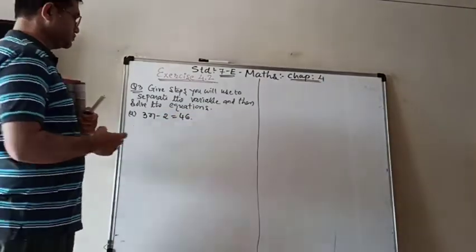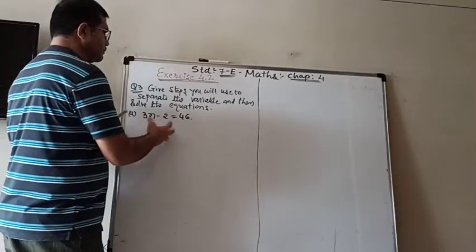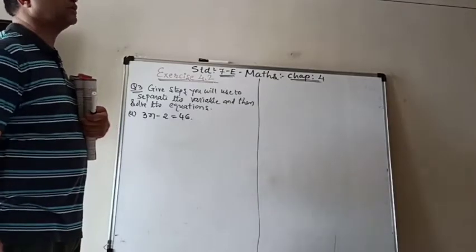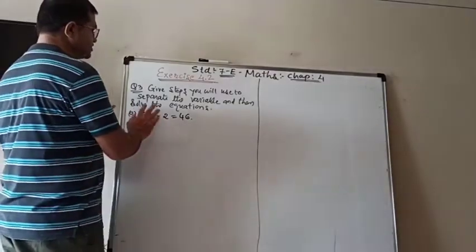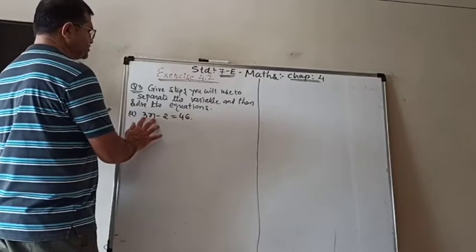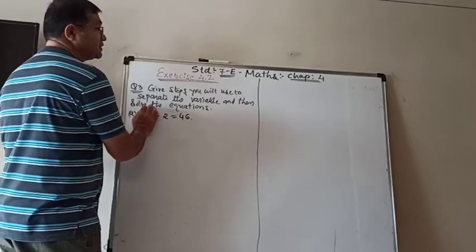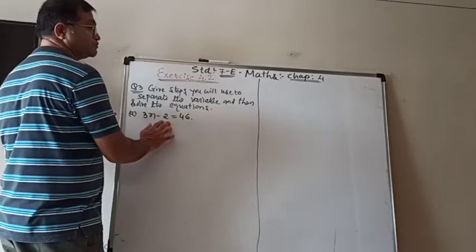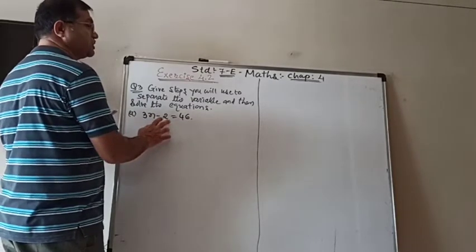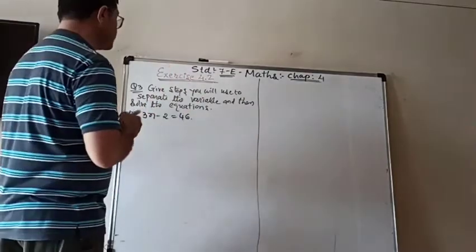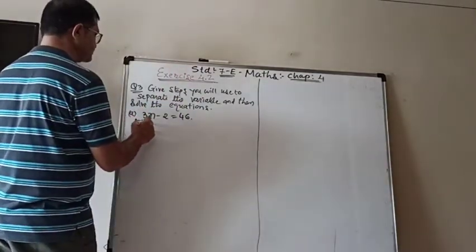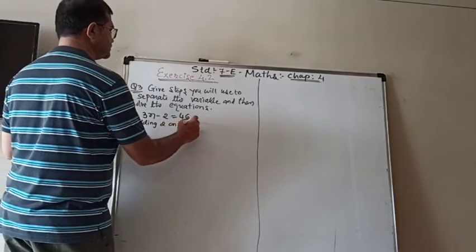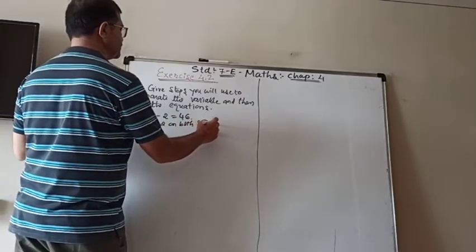Now, there can be 2 steps or more than 2. So here you can see that n has 3 in multiplication, so we'll keep that one first and remove the other first. Now minus 2 is there, so we first add 2, adding 2 on both sides of the equation.